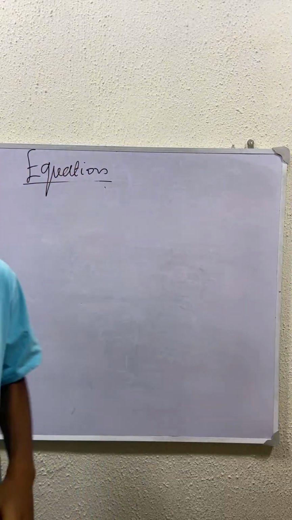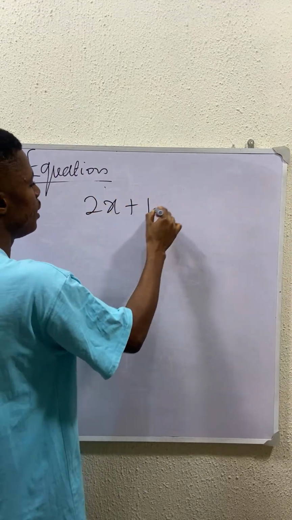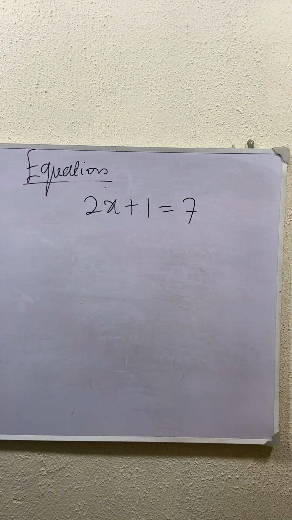So let's say we have an equation like 2x + 1 = 7. We are trying to know the value of x that, once we substitute, we are going to get 7. If you understand this, I want you to give it a try and drop your answer in the comments.